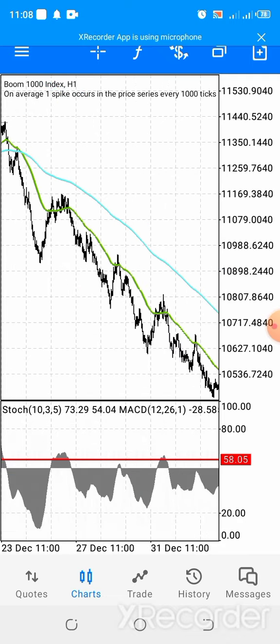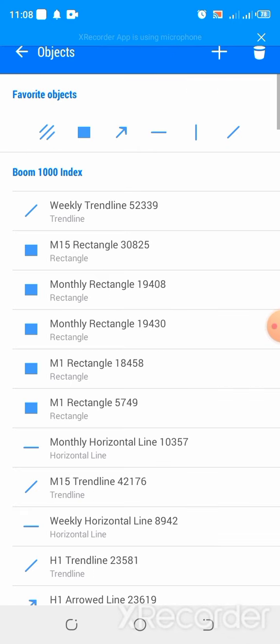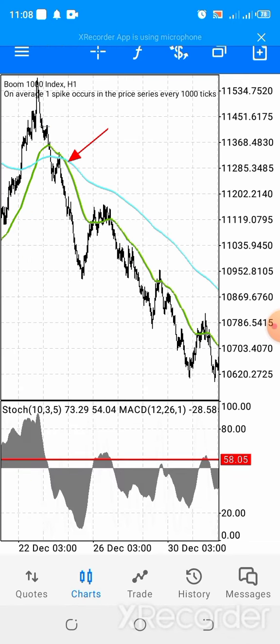Now we already know that the trend is established. It's a downtrend. The two moving averages have crossed right here. So it is selling on H1, right?